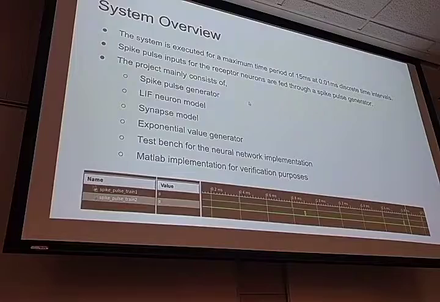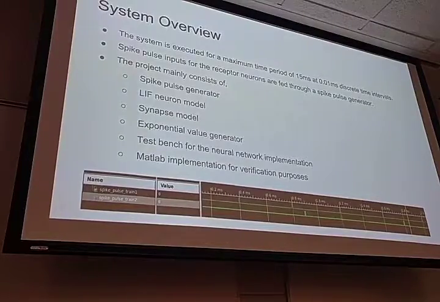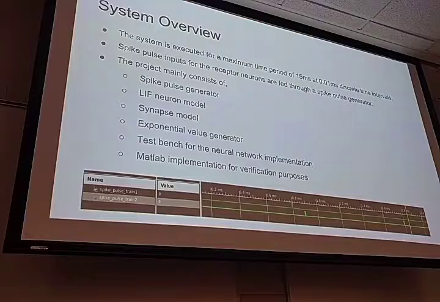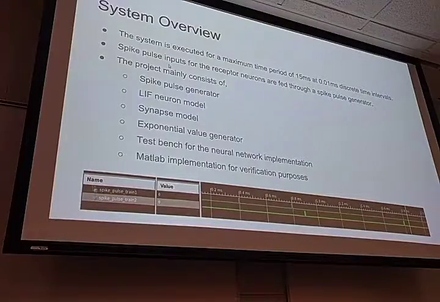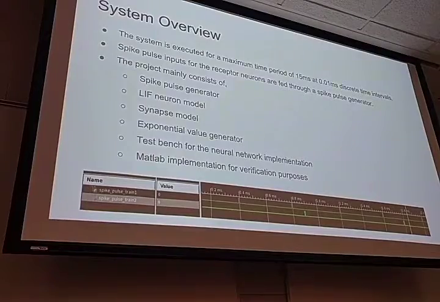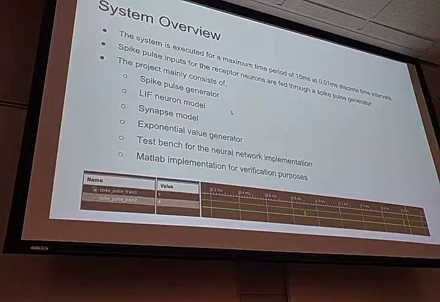So basically, in our system, we first decided that the system will run only for 15 milliseconds, and then at discrete time intervals of 0.01 millisecond, and then we provide the spike train using a spike pulse generator. And then apart from that, we have the LIF neuron model, synapse model, exponential value generator, and then test bench for the neural network implementation, and MATLAB implementation for verification as the other main components of our system.